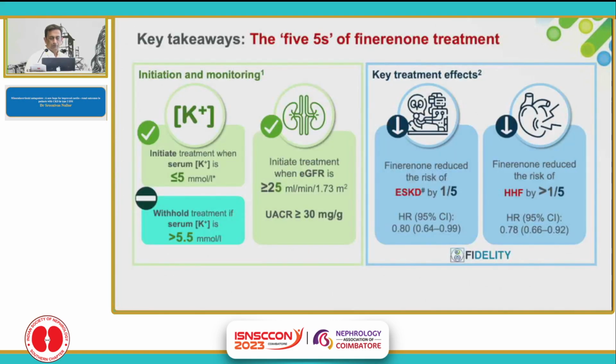So, five key takeaways of finerenone treatment: initiate treatment when potassium is less than 5, withhold treatment if potassium climbs to more than 5.5, and initiate when the GFR is more than 25 and albumin creatinine ratio is more than 30. And key treatment effects: it reduces ESKD by 20% and also hospitalization for heart failure by 20%.